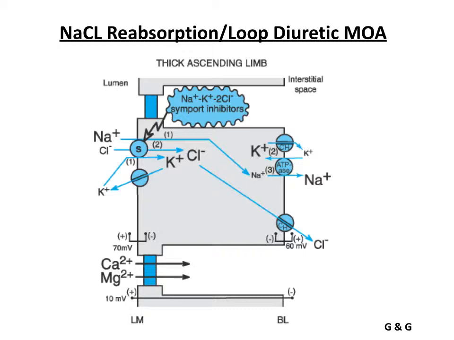That messes everything up. The other thing that can happen too, though, is again, when you're doing this, you're changing the electrochemical gradient along the membrane here, and that's going to influence calcium and magnesium reabsorption. So that's not going to happen like it normally would.